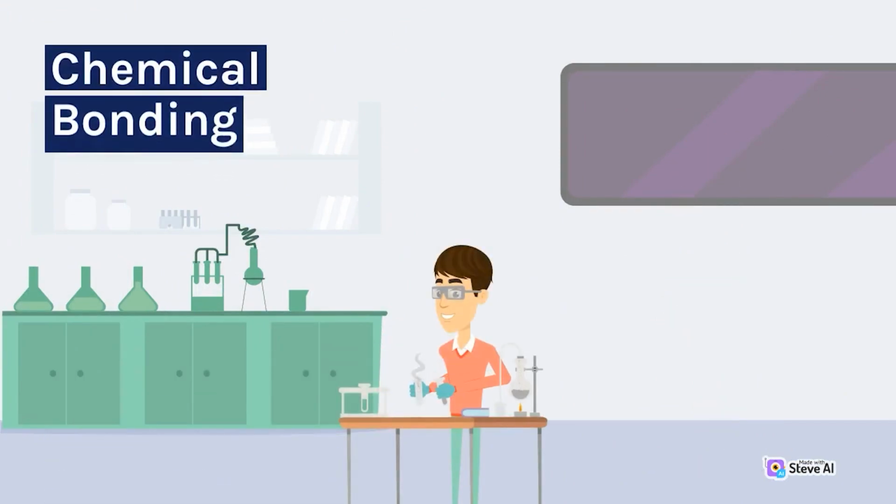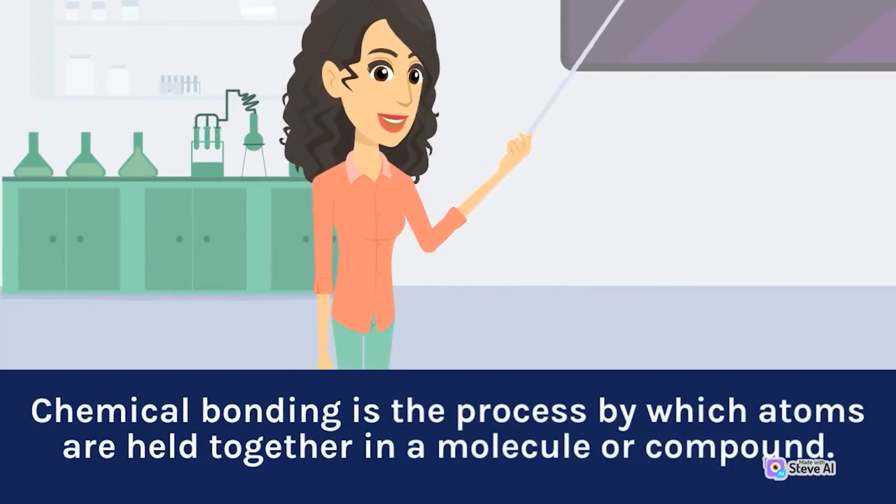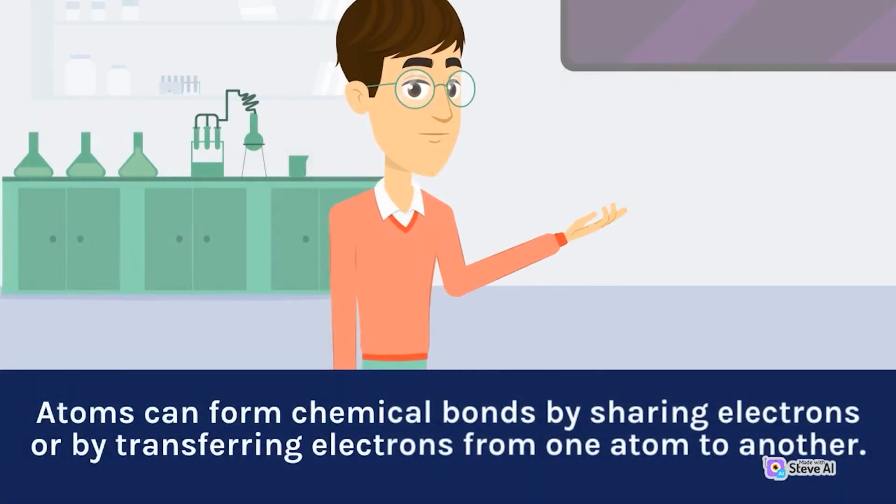Chemical bonding. Chemical bonding is the process by which atoms are held together in a molecule or compound. Atoms can form chemical bonds by sharing electrons or by transferring electrons from one atom to another.